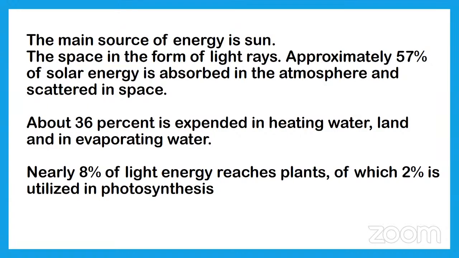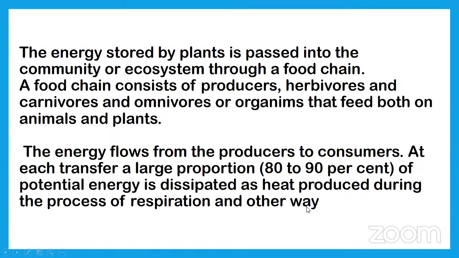Only 2% of the energy is used by the plants to prepare their food in the photosynthesis process. The plants use only 2% of the energy. When energy passes from plants to animals through the food chain, the energy stored by plants is passed into the community or ecosystem through a food chain. That means food chain means from producers to herbivores, herbivores to carnivores, carnivores to omnivores.